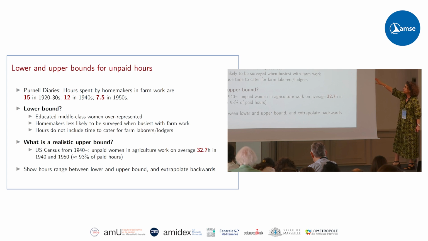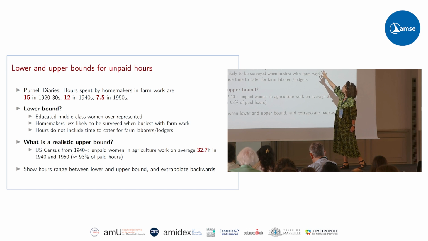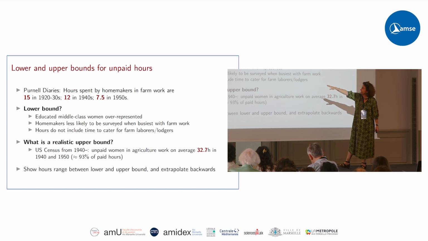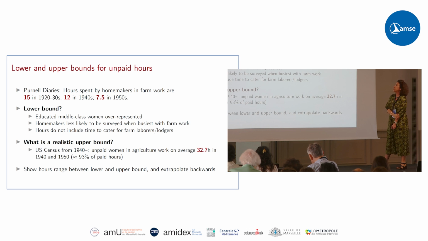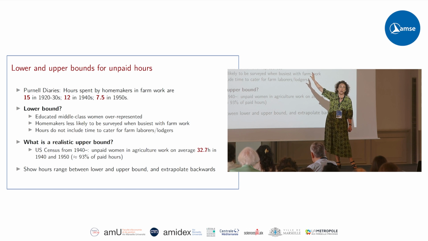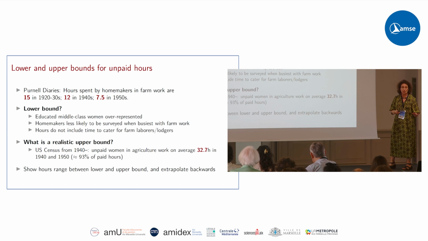So, from the Pernal diaries, we find that hours spent by homemakers in farm work in springtime, because we need to compare them to the census that was surveyed in spring, were 15 in the 1920s and 1930s, 12 in the 1940s, 7.5 in the 1950s. We argue that this is by far a lower bound for the true hours that these people were spending on the farm. One reason is because these diaries tended to oversample middle-class, more educated women.